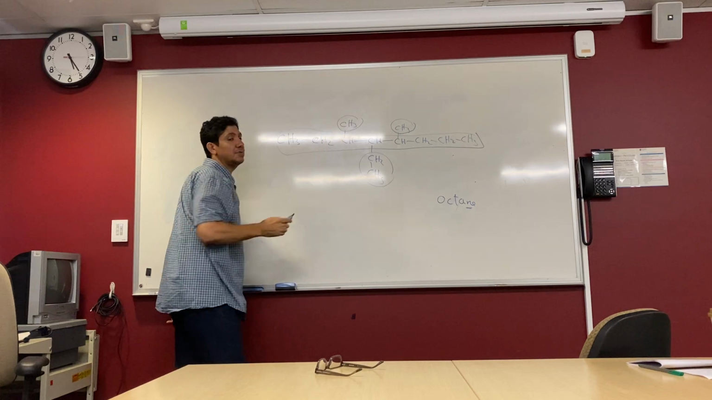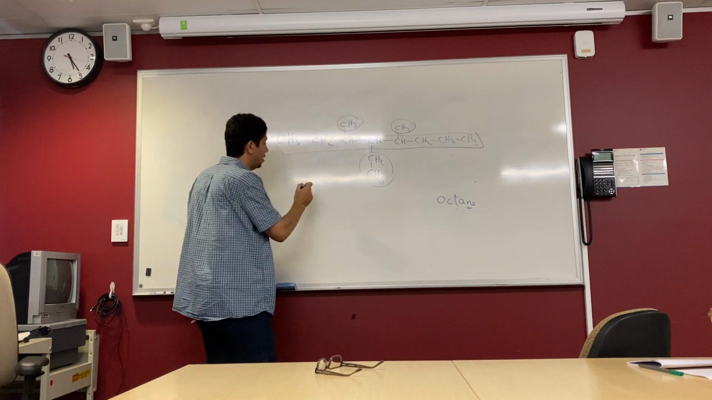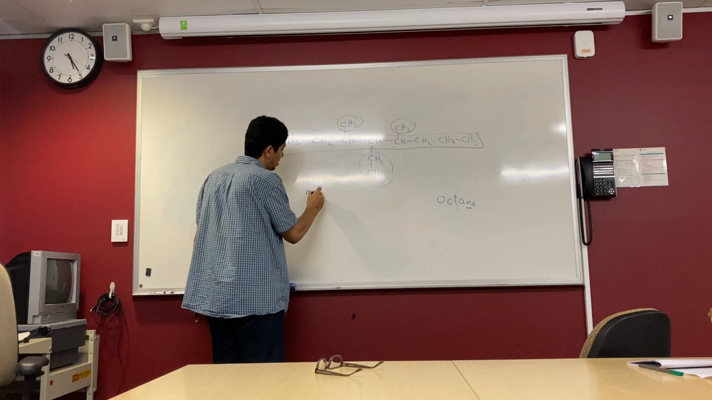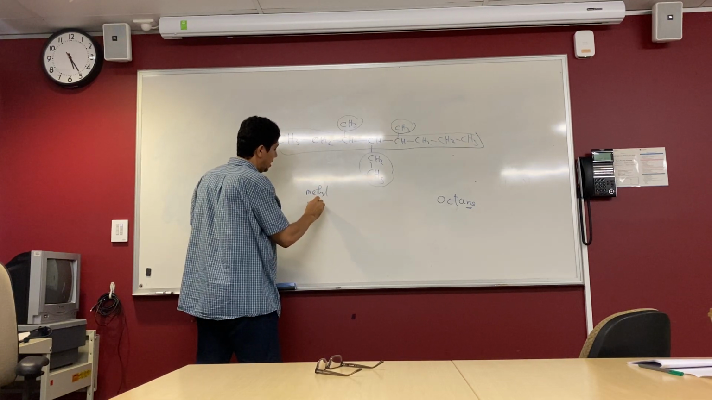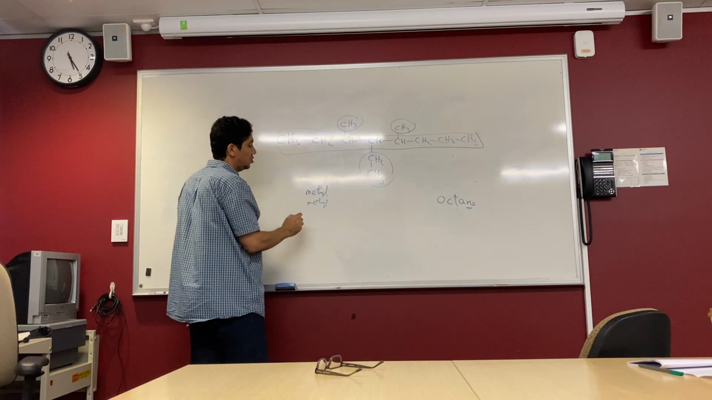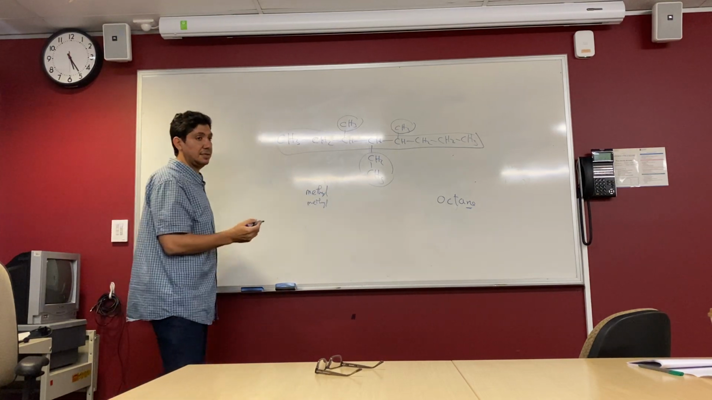What's the name of this group? Methyl. So we have methyl, and we have another methyl, right? And what is this group called? 2 carbons? Ethyl. Ethyl, yes.